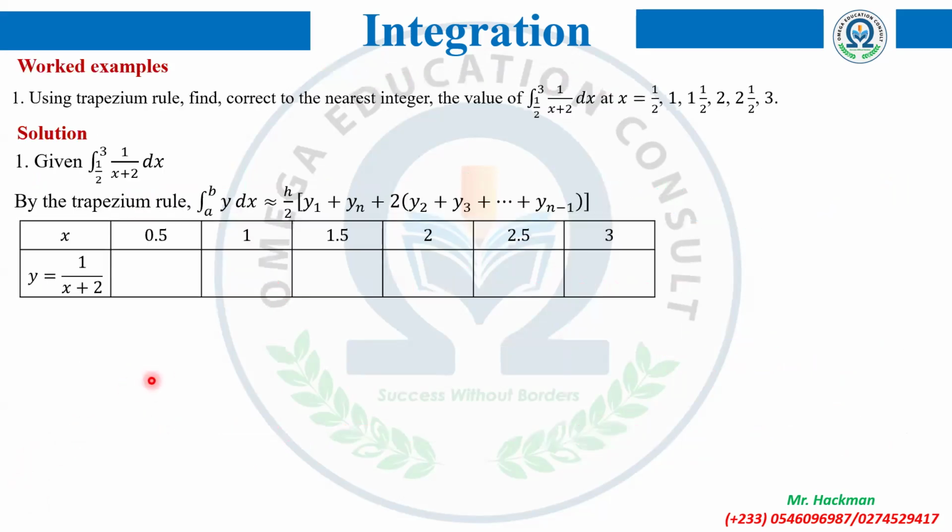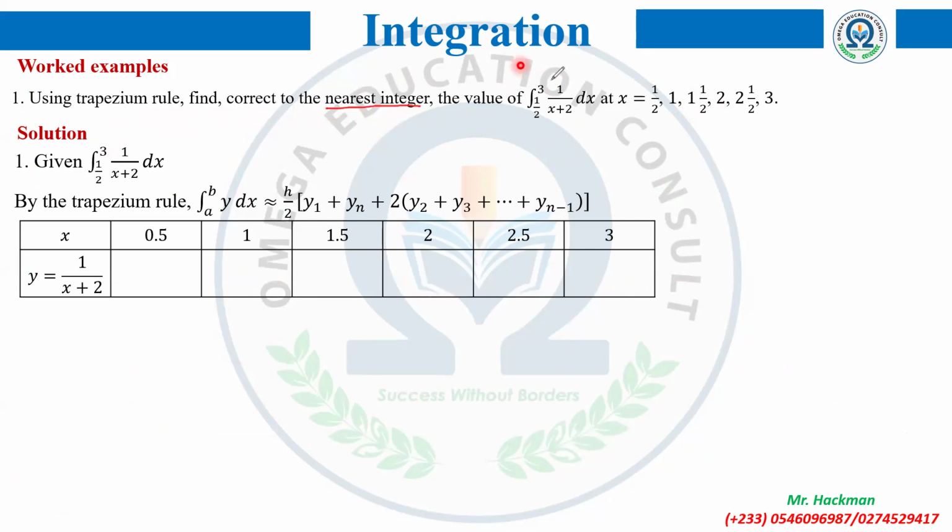All right, so let's look at our first question. So this is our first worked example. Using the trapezium rule, find correct to the nearest. Let me underline the salient part so you know there is an approximation. Find correct to the nearest integer.